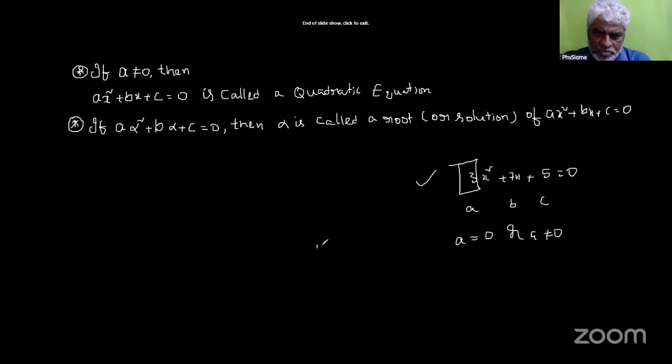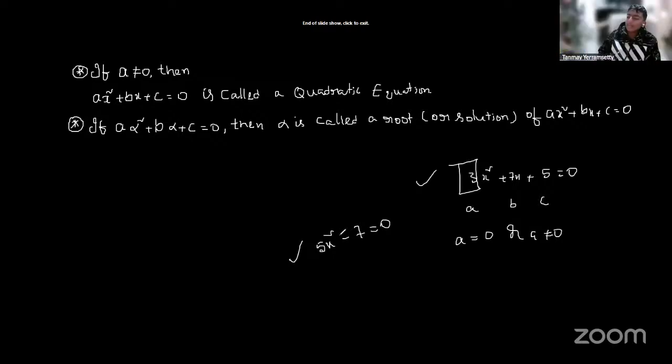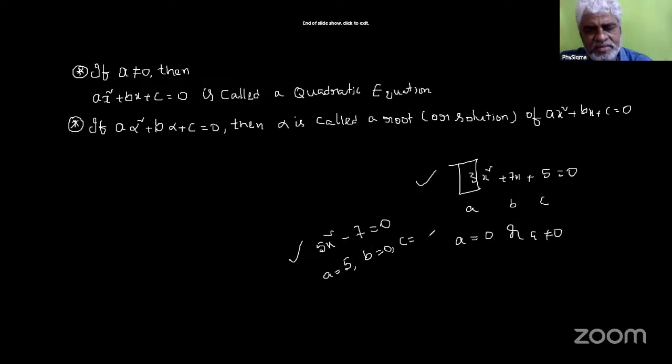For example, 5x square minus 7 is equal to 0. What is the value of a in this equation? It's 5, very good. The value of b is nothing, that means 0. The value of c is negative 7. Can we call it a quadratic equation or not? It is a quadratic equation, because a is not equal to 0, right?